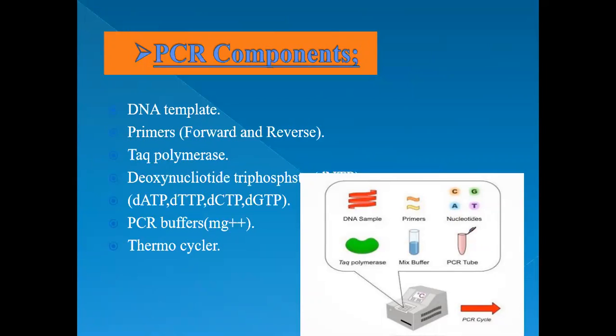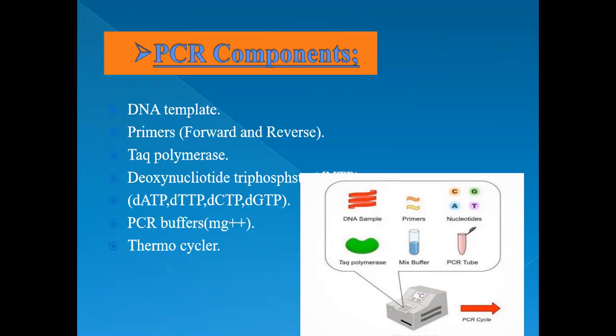Primers. Primers are the second important thing that we need to perform PCR. DNA polymerase needs primers to start the reaction. Primers bind the template DNA by complementary base pairing. In this way, we are able to select a particular region of the DNA that we want to amplify.